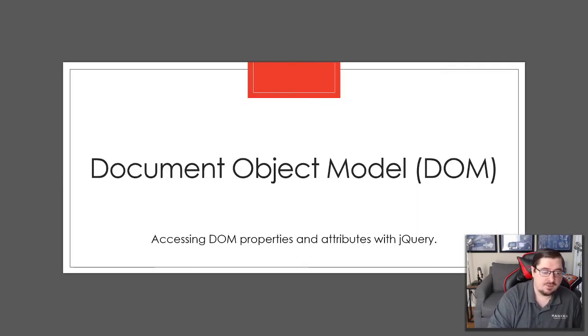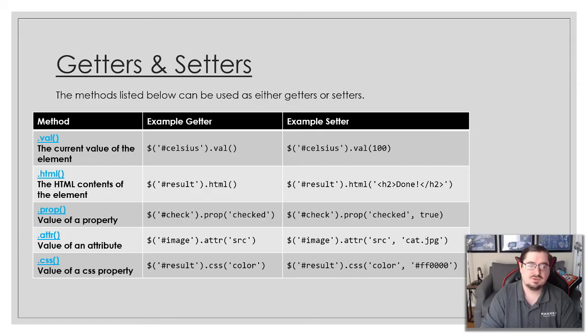Alright, let's talk about the document object model and how to work with it. You briefly saw there we looked at the val method, and that's one way to get access to the properties and attributes and the values in your page. But there's a few other methods that we can use to get and set values. So first up is val. If you use it as such, val always refers to the current value of the element, and it only works with two fields. It works with the input tags.